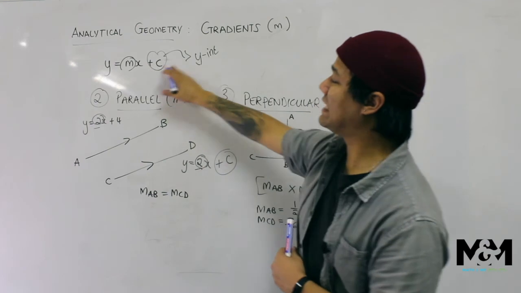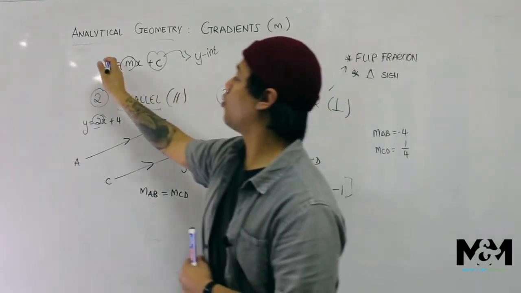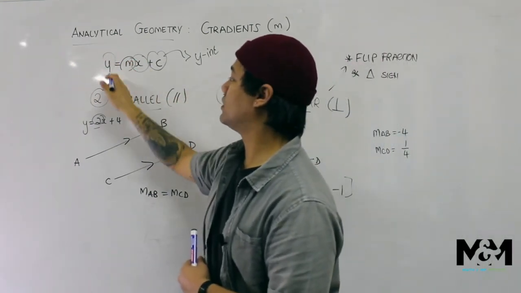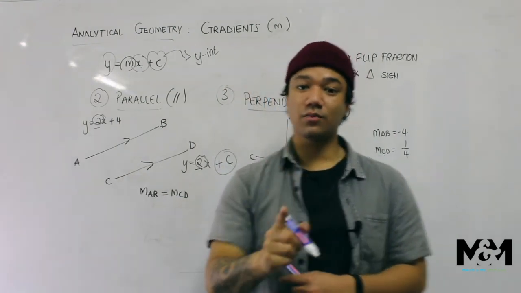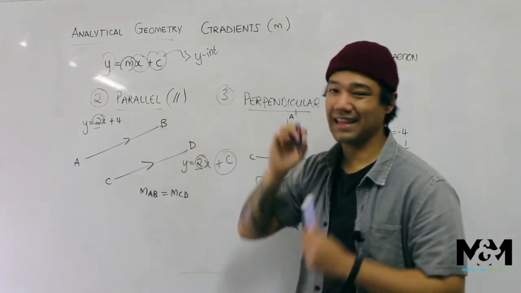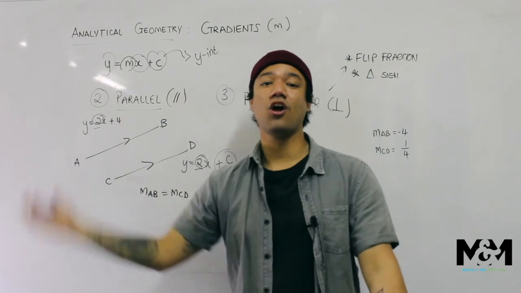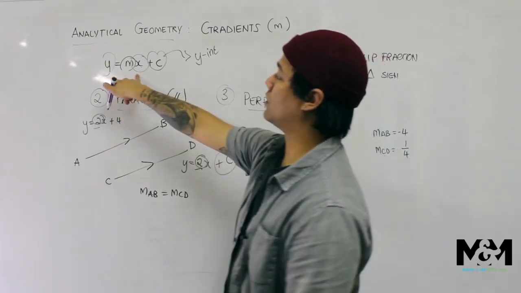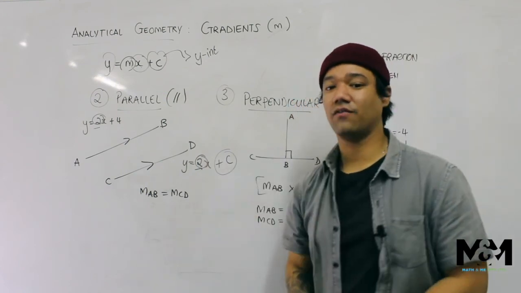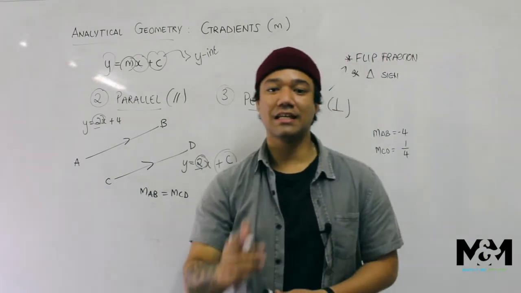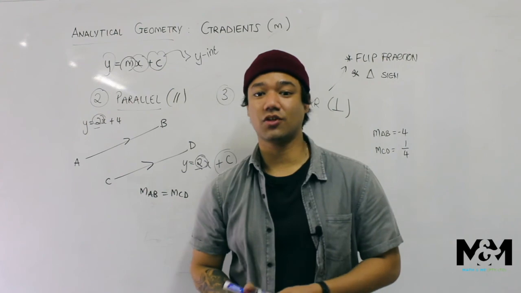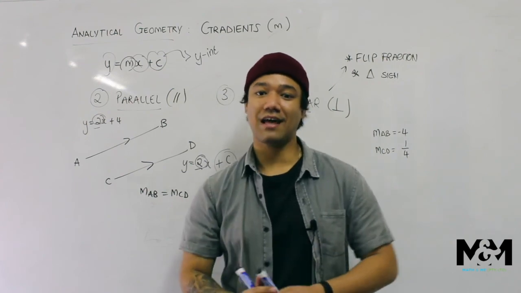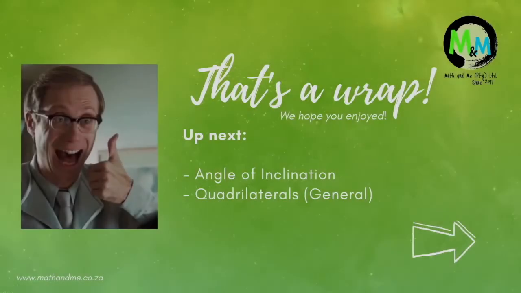In order to find c, if we're not given our y-intercept, all we'll do is sub in coordinates for x and y. Very important, whenever we sub in coordinates to find c, they need to be coordinates that lie on the line. Otherwise, we're not finding c for that line. Plug in your coordinates, solve for c, and that's how you'll find the equation of a line. Stay tuned for our next video, where we'll touch on your actual grade 11 work in analytical geometry.